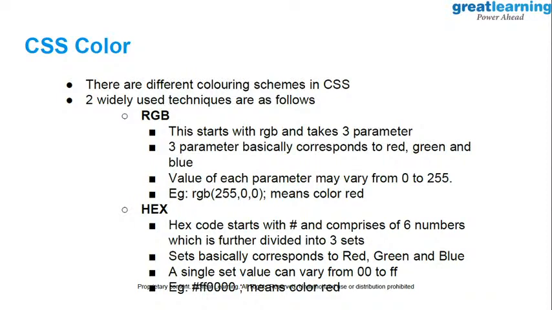Now hex is a hexadecimal number, which starts with an octothorpe. It comprises 6 digits, divided into 3 sets, with values from 0 to F. The sets again correspond to red, green, and blue. So we have FF0000, that is FF, then 00, then 00. So it will again be red.